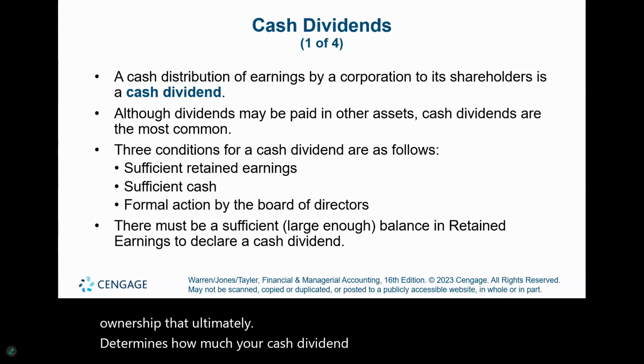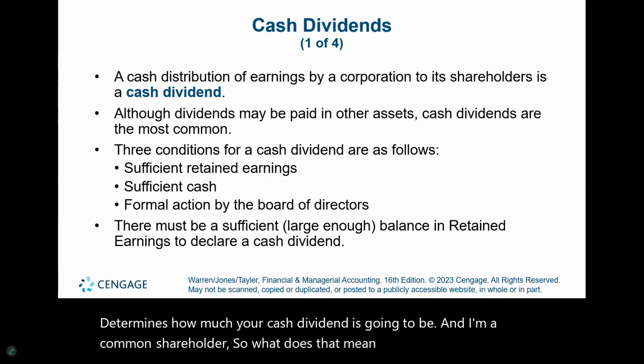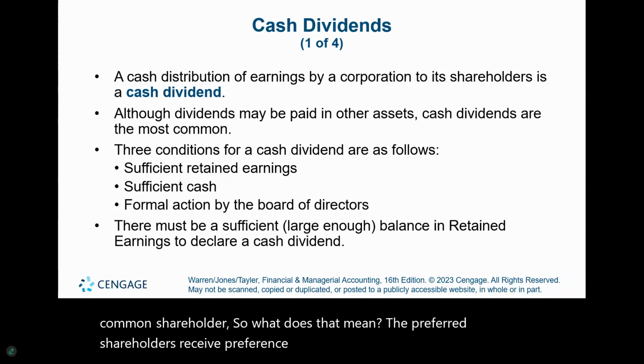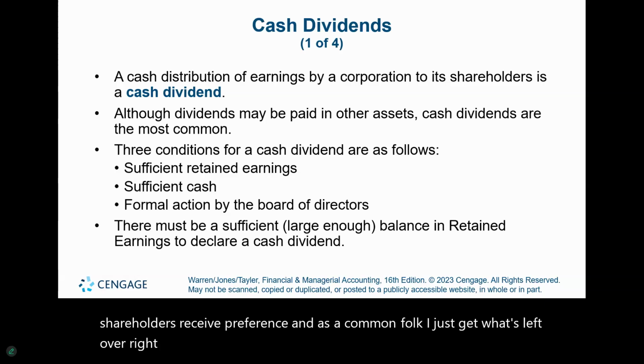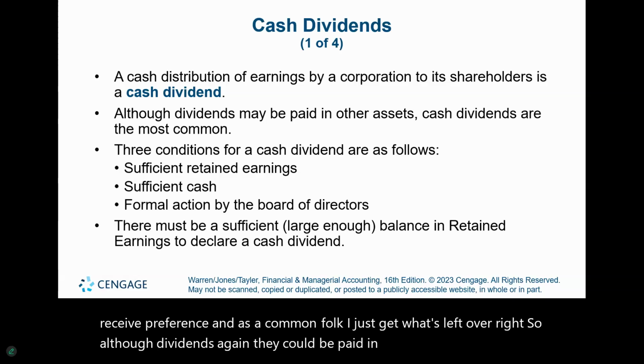That ultimately determines how much your cash dividend is going to be. And I'm a common shareholder. So what does that mean? The preferred shareholders receive preference, and as a common folk, I just get what's left over, right? So although dividends could be paid in other assets, cash dividends are the most common.